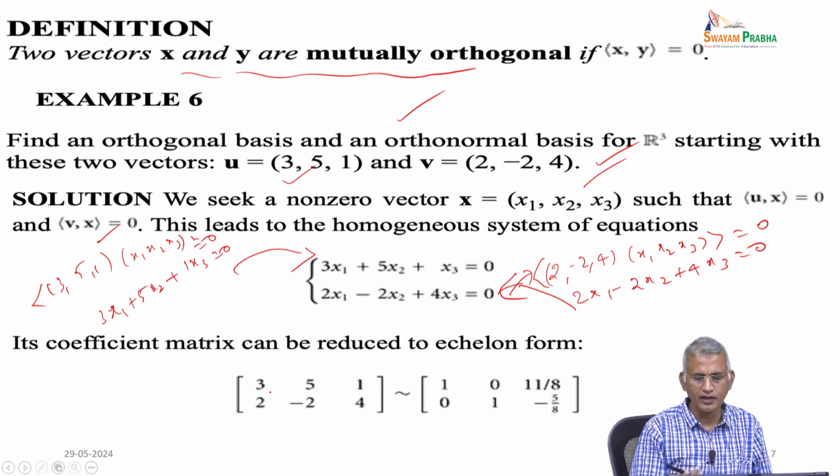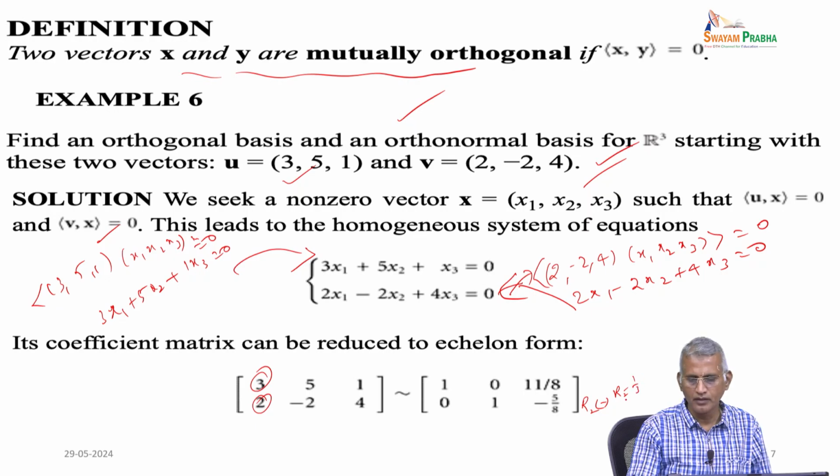So, this is what we have learned, and then we row reduce, that is, make this one equal to 1 and make this one equal to 0. Therefore, R2 becomes R2 minus 2 by 3 into R1. You do that, so that the values will come like this. So, make the entries 1, 0, 0, 1, with 11 by 8 and minus 5 by 8 coming.